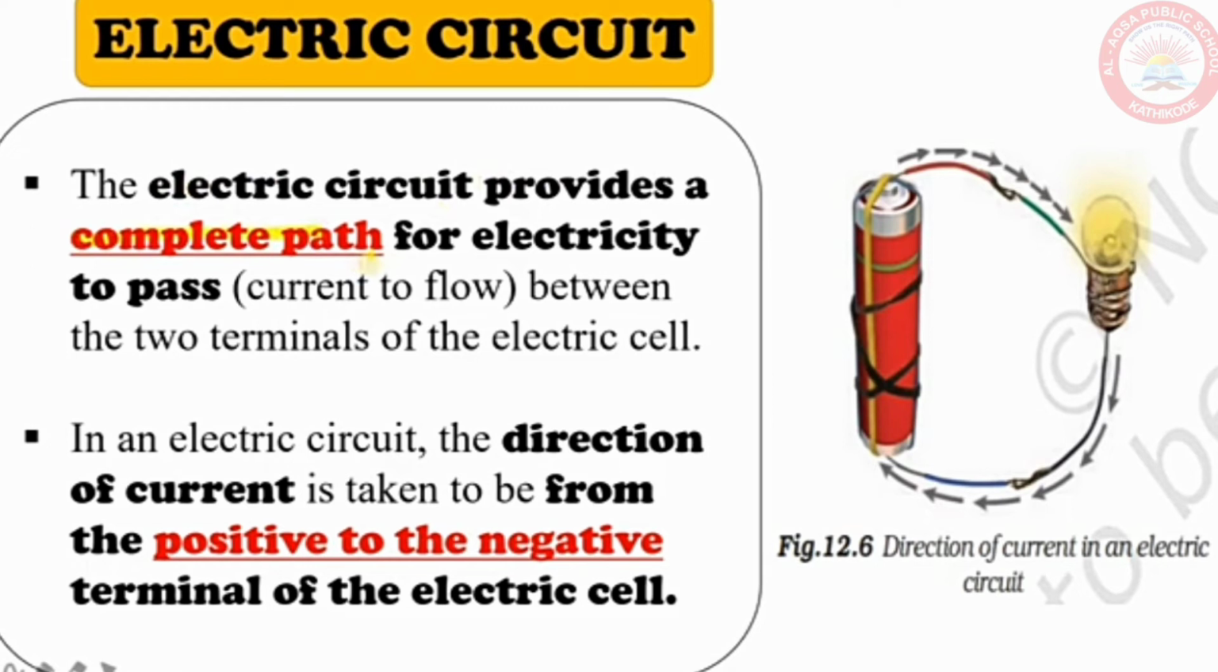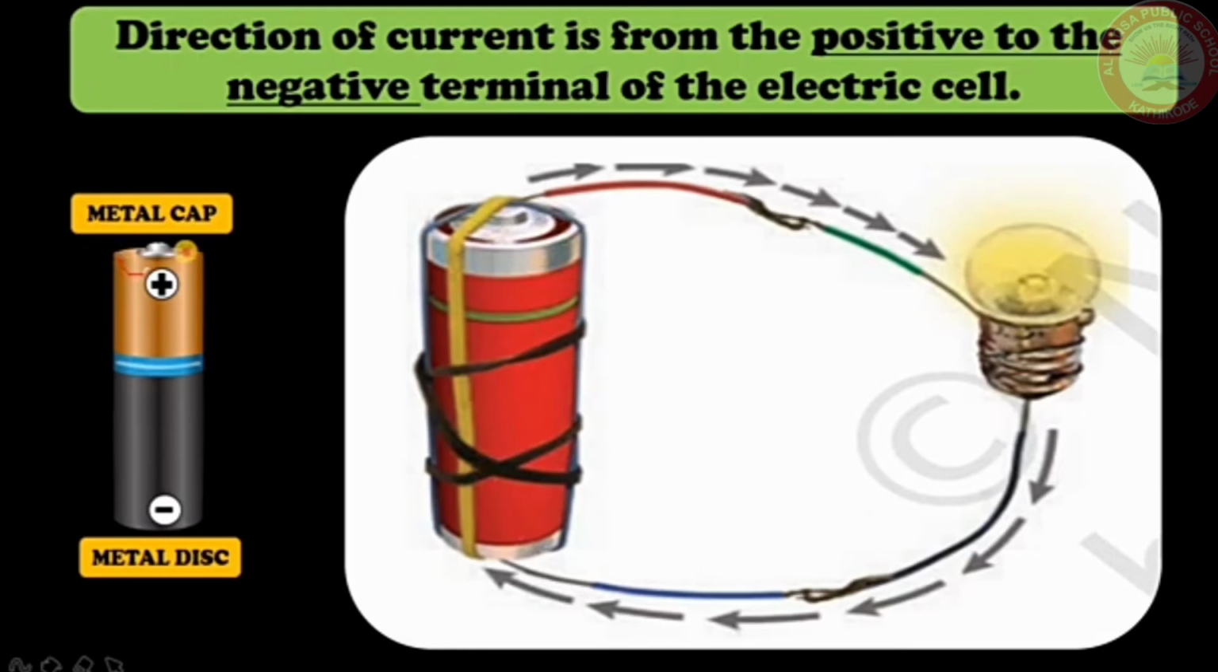In an electric circuit, the direction of current is taken to be from the positive to the negative terminal of the electric cell. Here you can see the direction of electric current shown by arrows. These arrows start from the positive terminal of the electric cell and end at the negative terminal of the electric cell. You can see the direction of electric current clearly from this picture.